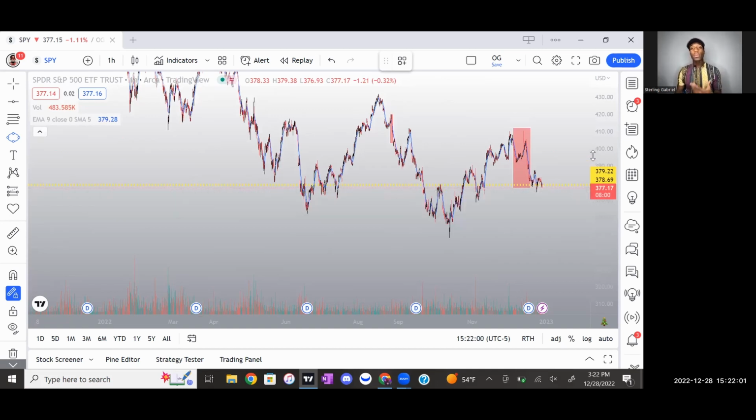So if you didn't understand what I said when I was talking about higher highs, higher lows, or lower highs, lower lows, I'm going to visually show you right now, right? So this is a high. You're going to get a low right here.